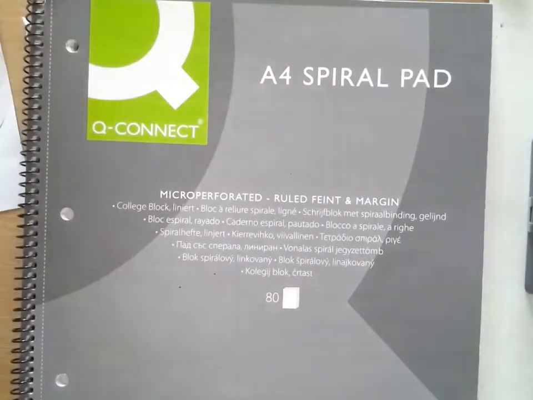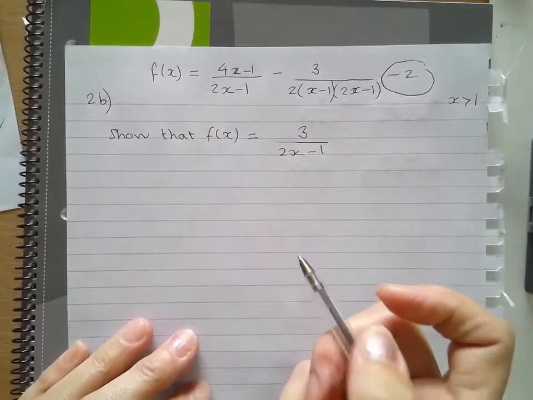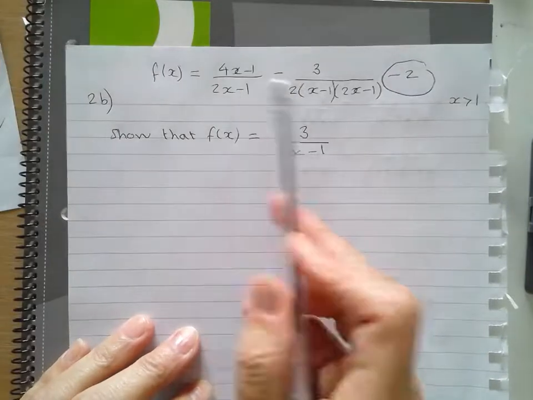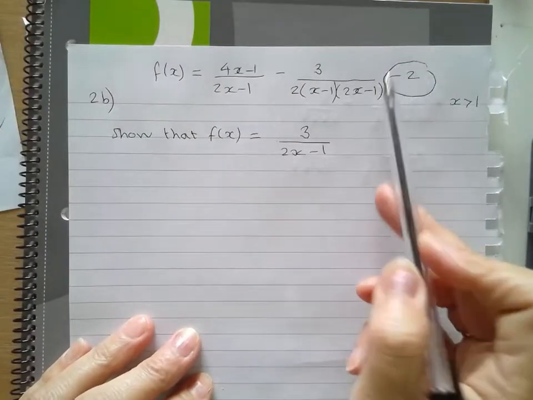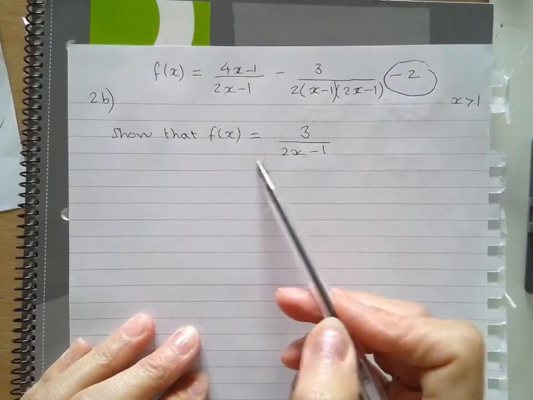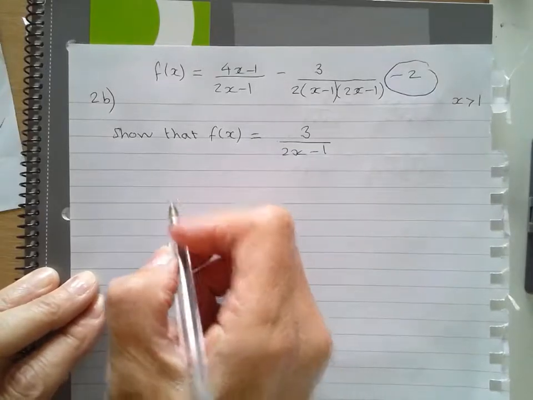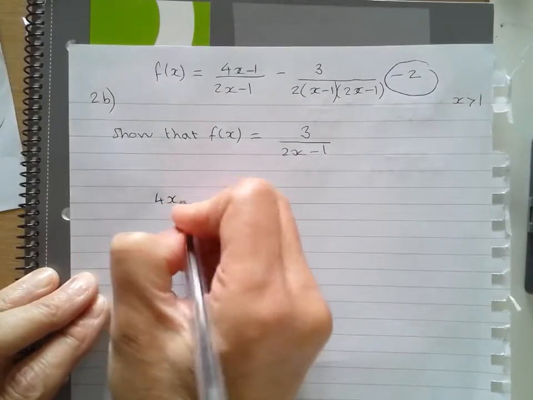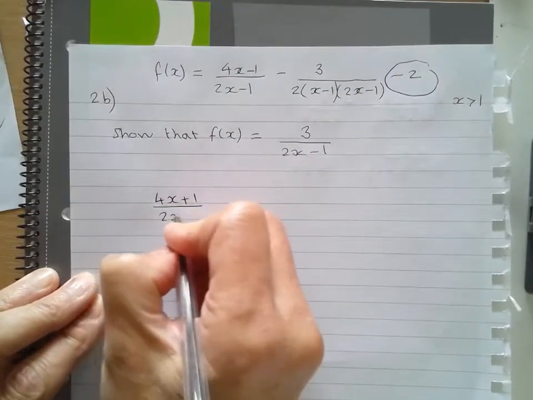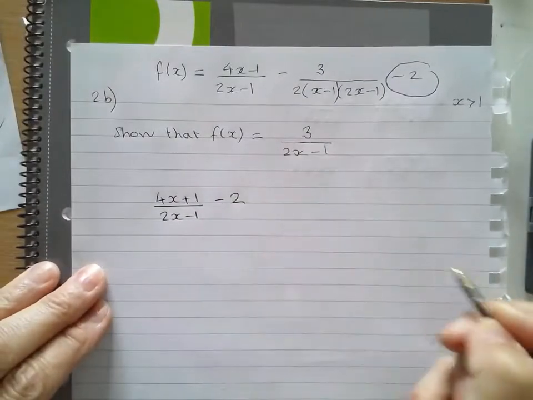Now looking at 2 part B, I'm noticing that I've got the same function as I had before, but I've got the extra minus 2 on the end. And I've got to get to this point where I've got to show that f of x equals 3 over 2x minus 1. So I'm going to take my fraction from 2 part A, which was 4x plus 1 over 2x minus 1. I'm going to have to take away 2, because that's the difference between them.